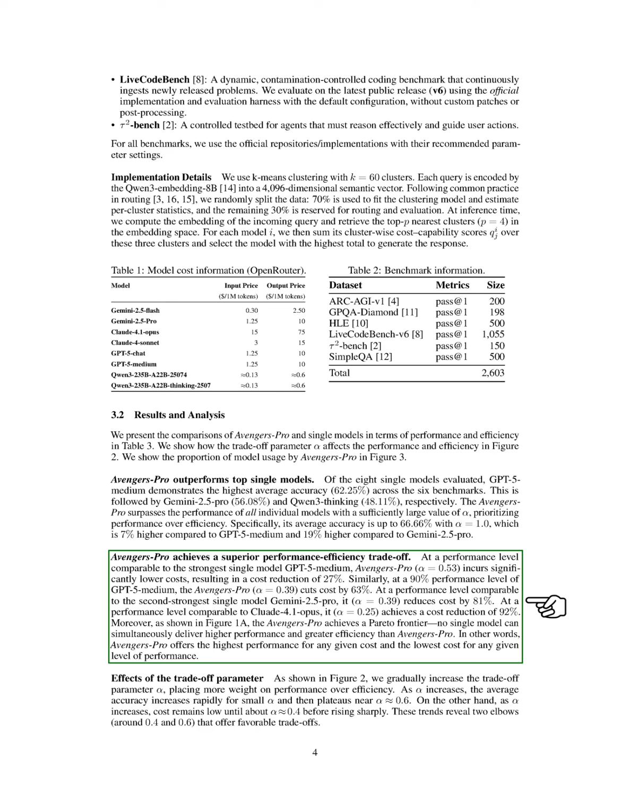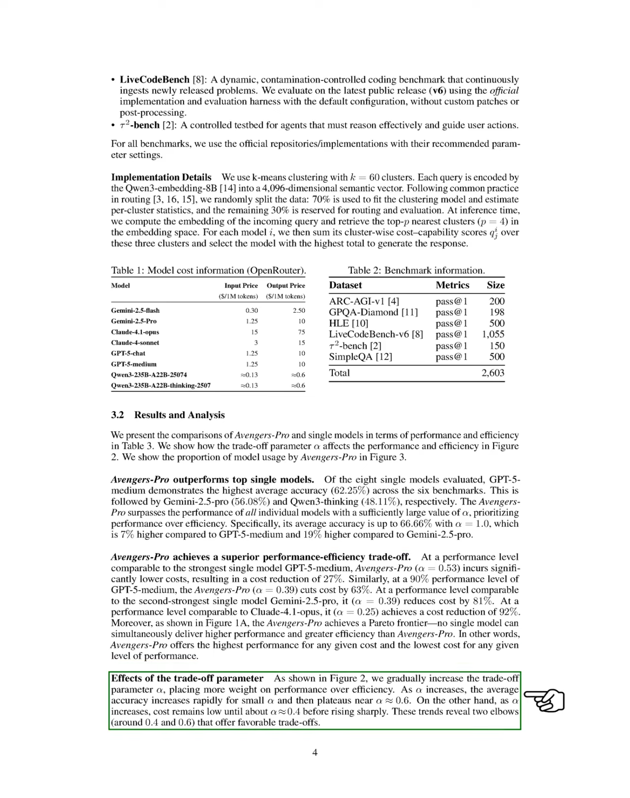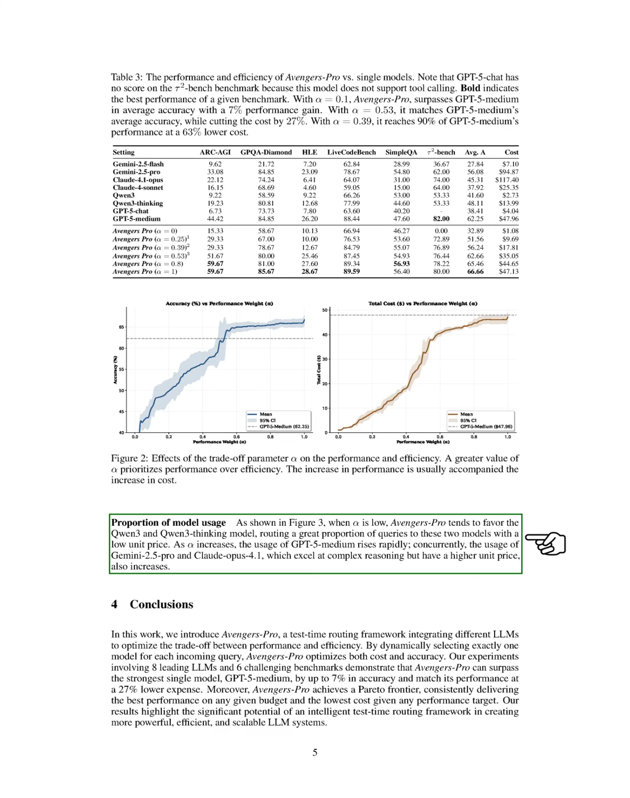Section: Effects of the trade-off parameter. In this section, we examine the effects of the trade-off parameter. We gradually increase this parameter, which we refer to as alpha, giving more importance to performance over efficiency. We observe that as alpha rises, the average accuracy increases quickly for lower values of alpha and then levels off around alpha equal to 0.6. Meanwhile, the cost stays low until alpha reaches about 0.4, after which it increases sharply. These observations highlight 2 key points, or elbows, at around 0.4 and 0.6, where we find beneficial trade-offs.